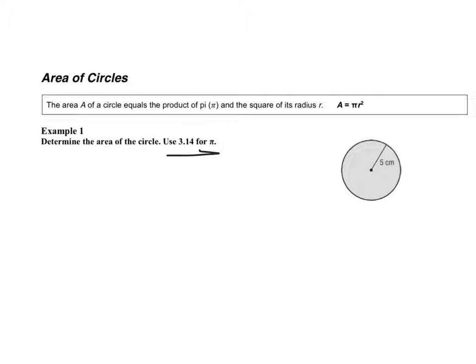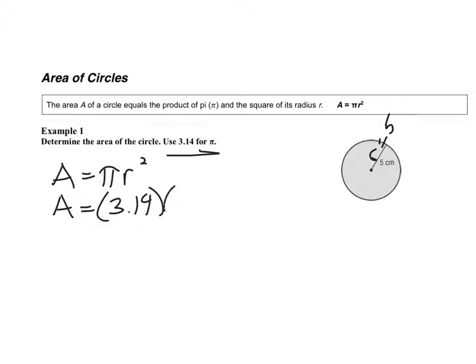This one, we have a radius. It's already labeled. Radius equals 5, and that's 5 centimeters right there. It's labeled for us, so luckily, we're ready to go. A equals pi r squared, the only formula there is for the full circle. Area equals, it tells you what to use for pi, so instead of that symbol, we put 3.14. The radius is 5 squared, so that's 5 times 5.